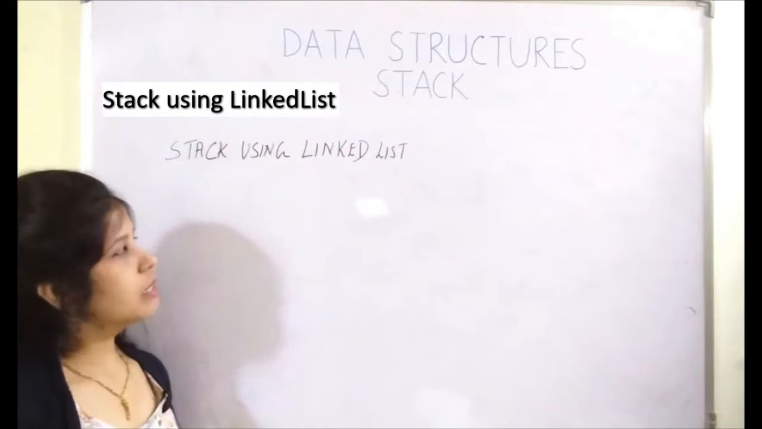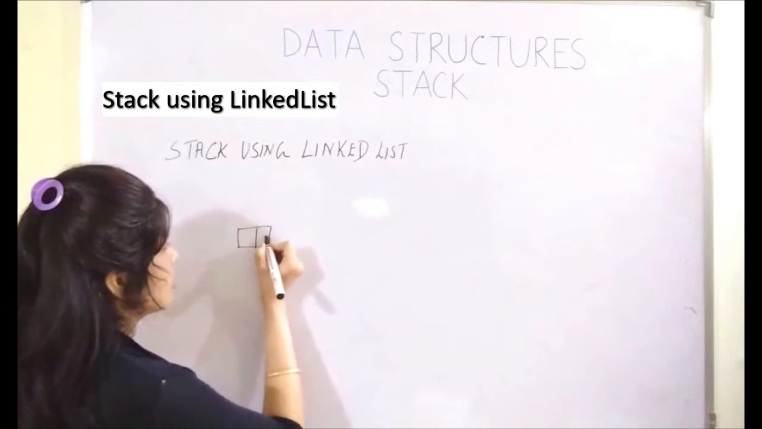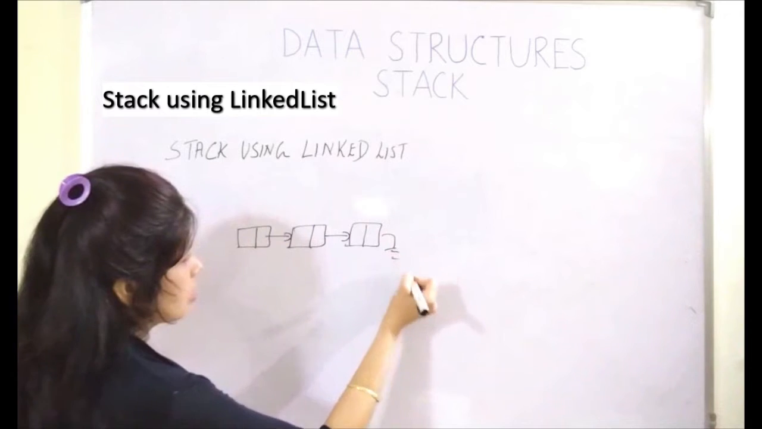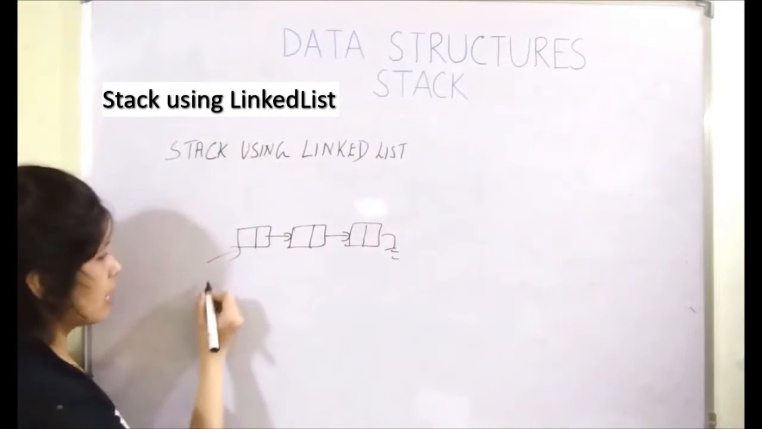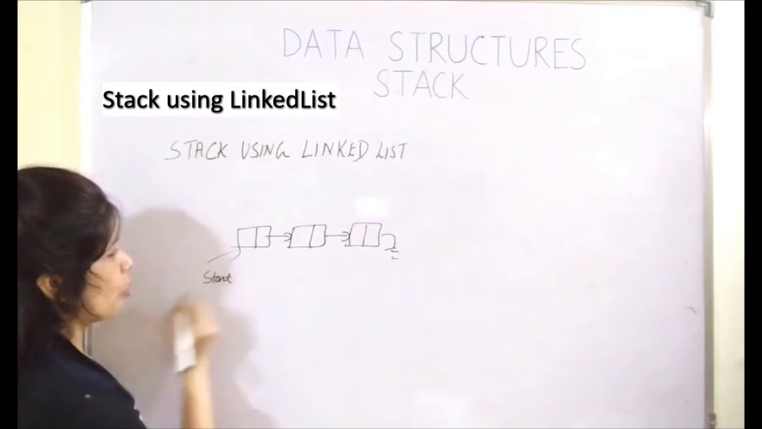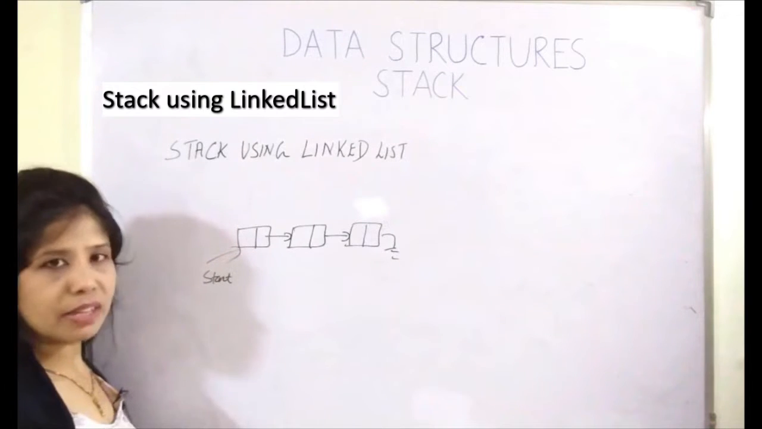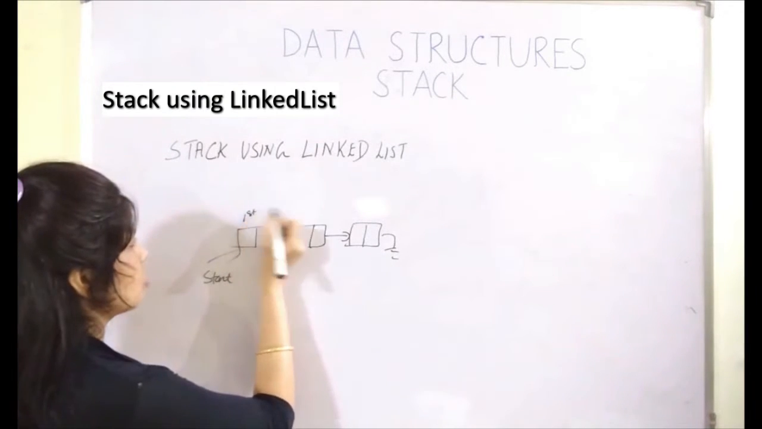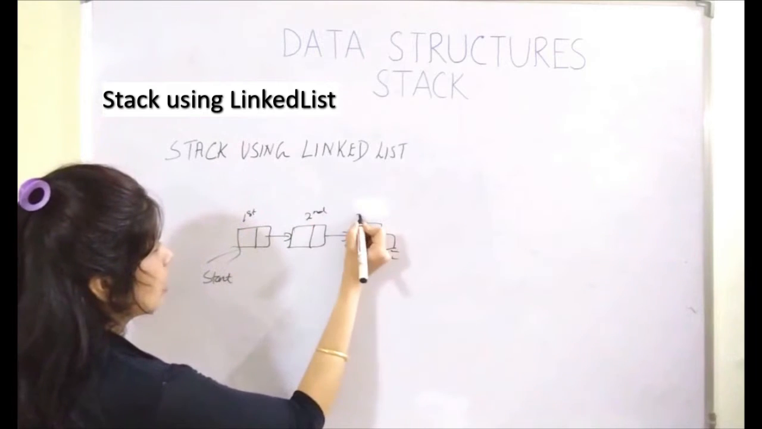Of singly linked list, here we know that it is represented in this manner. This is null, and you are having one start pointer, and that will be pointing to the very first node. So this is your first node, this is your second node, and this is your third node.